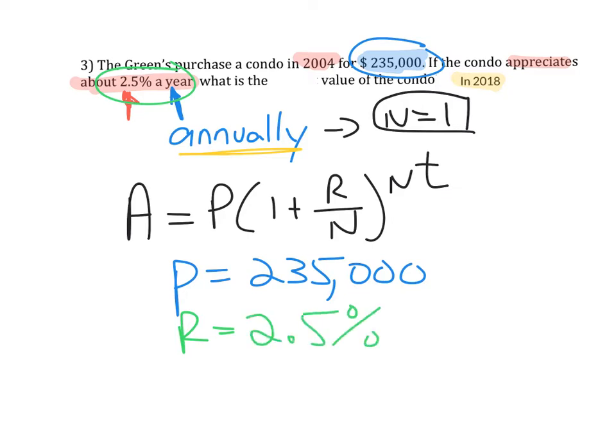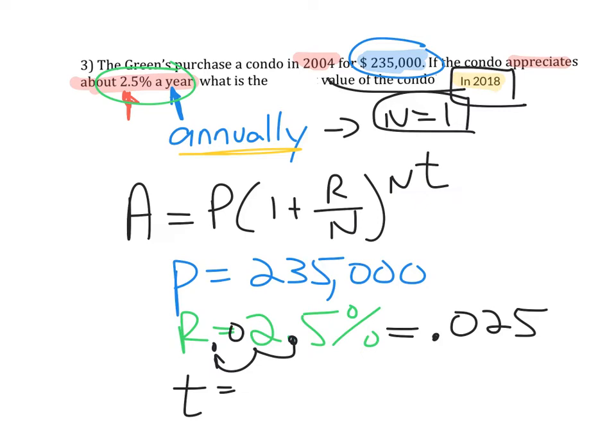Here the interest rate R, they tell you, is 2.5%. So when I convert that to a decimal, moving the decimal point 2 places to the left, here our R is 0.025. The time, again, we're going to have to do some subtraction. Here they say the condo was purchased in 2004. They're asking you for the value of the condo in 2018. So to figure out our time, we're just going to subtract those 2 years to get our time of 14.